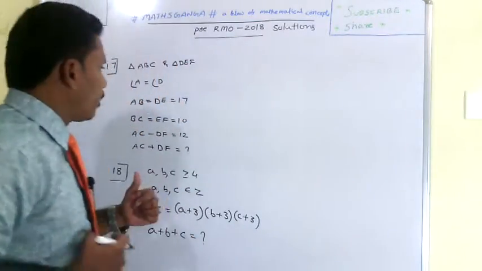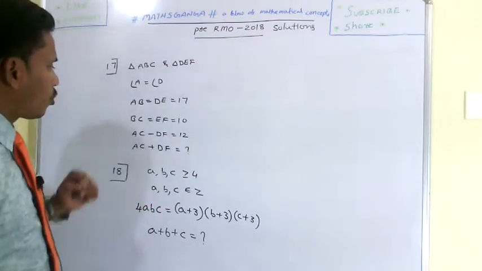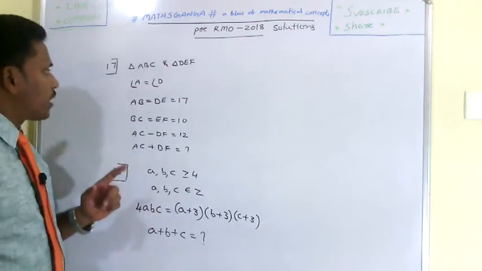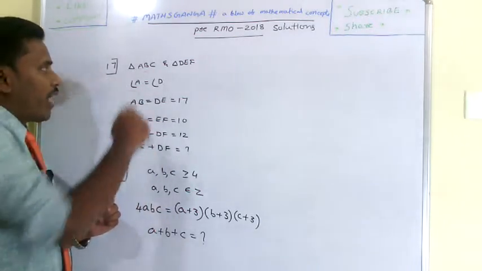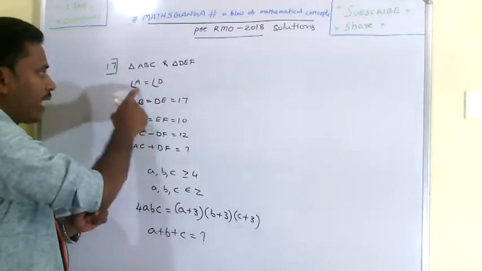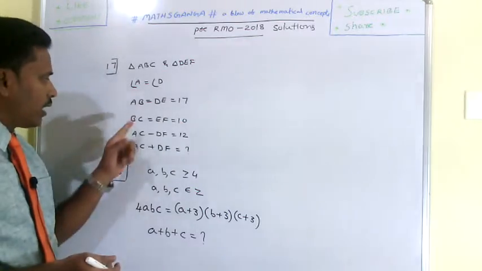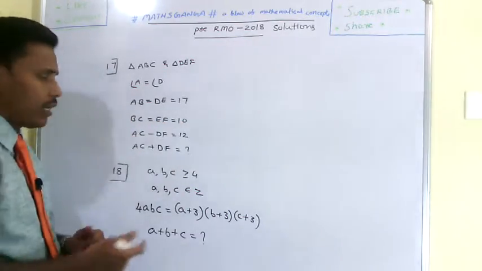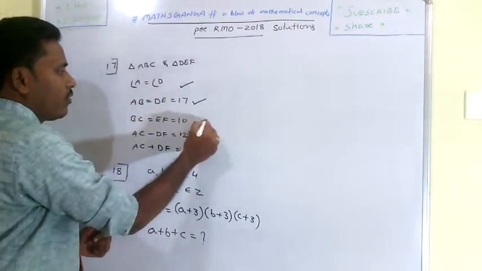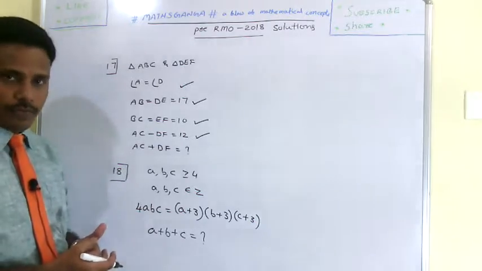Now coming to the 17th problem of RMO 2018, a geometry problem. It is very simple. It is given that triangle ABC and triangle DEF are two triangles, and angle A and angle D are equal. AB equals DE equals 17. BC equals EF equals 10. AC minus DF equals 12. With all these conditions, we need to frame a diagram, and from there we need to calculate AC plus DF.